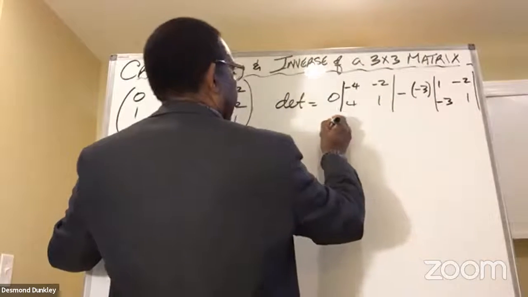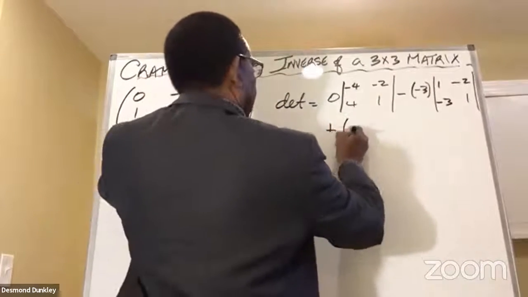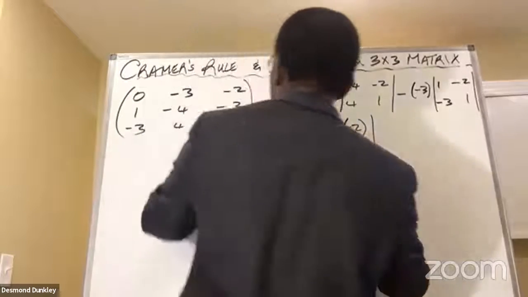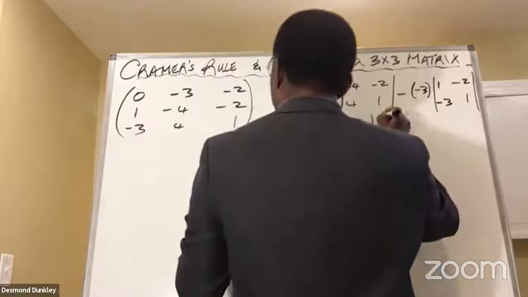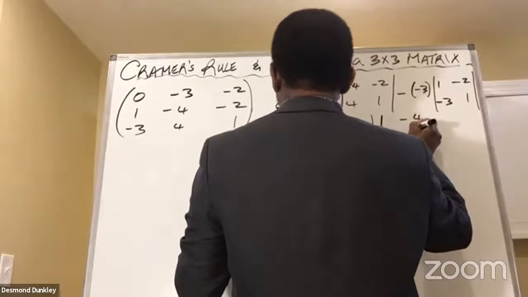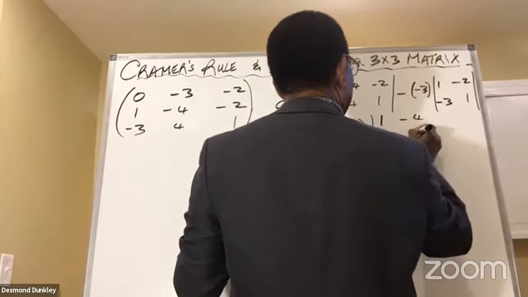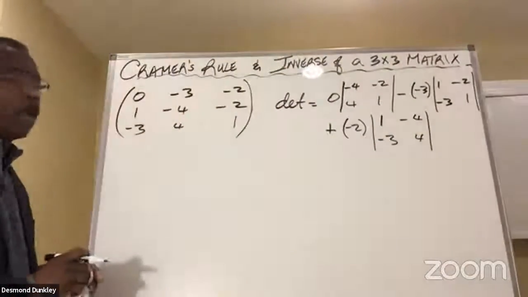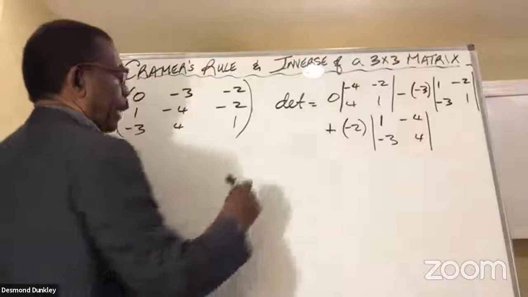And finally, it's a plus. -2, cross out this column, cross out this row, we end up with 1, -4, -3, 4. Let's simplify that and see what we end up with.